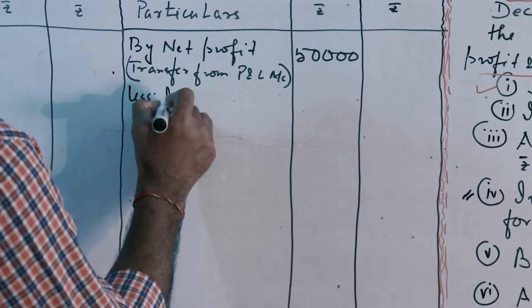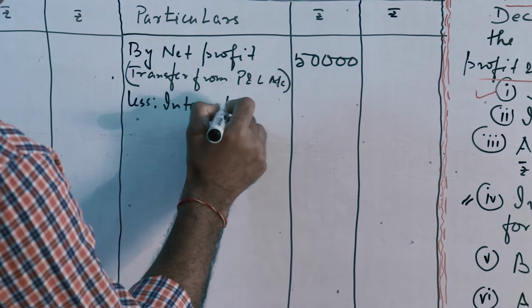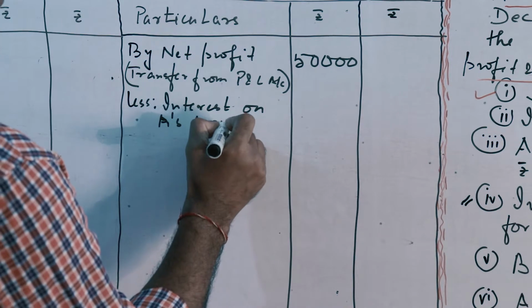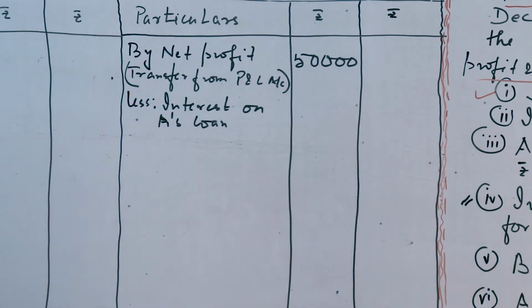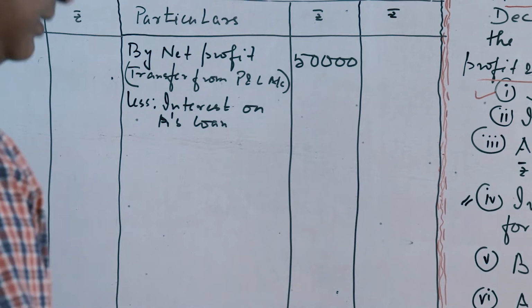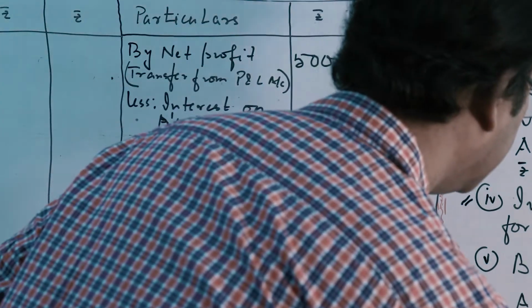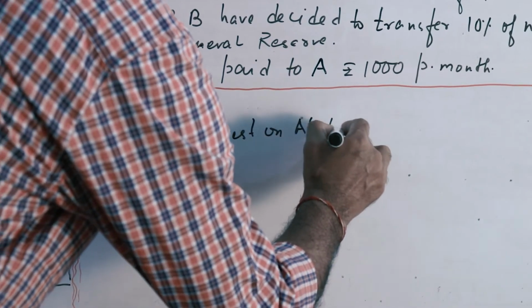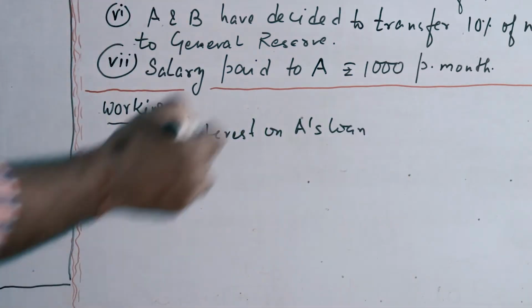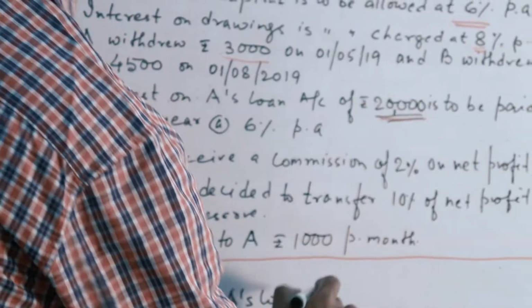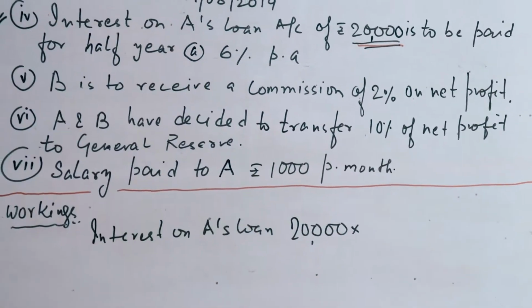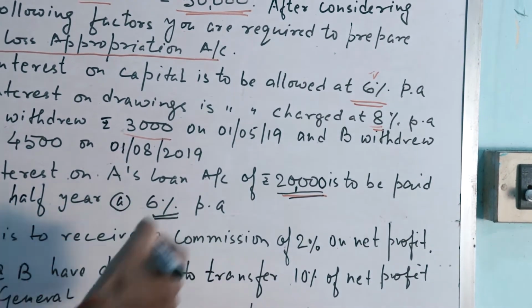Less interest on A's loan. So now it is to be calculated how much will be the interest. I am doing the working over here. Interest on A's loan. What is the loan amount? Loan amount is 20,000. So I am writing 20,000. What percentage will be given on this? 6% will be given for a period of half year.